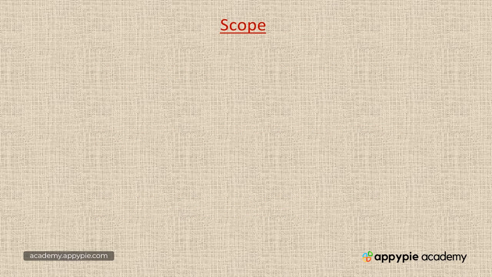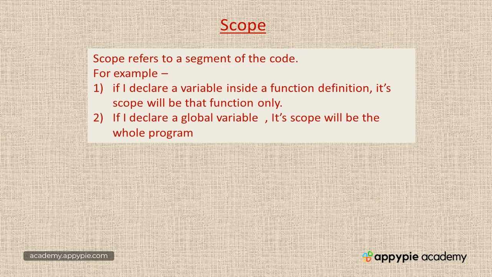Now let me talk about scope. Scope refers to a segment of the code. When we write a program, there are various functions, there can be classes, etc. And then there is the driver part of the program, which is the main part of the program from where all the functions are invoked. Now these are the scopes. Scope refers to a segment of the code.